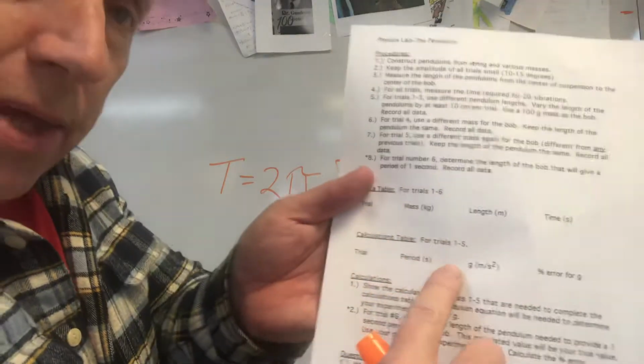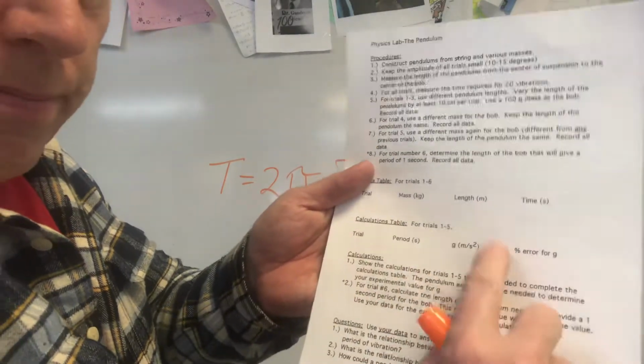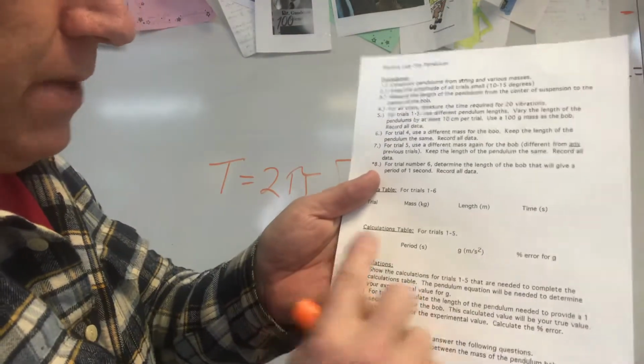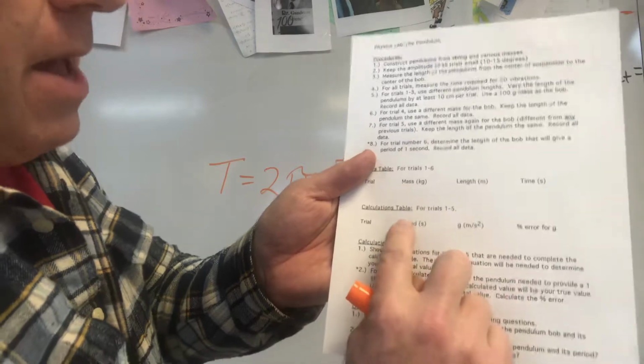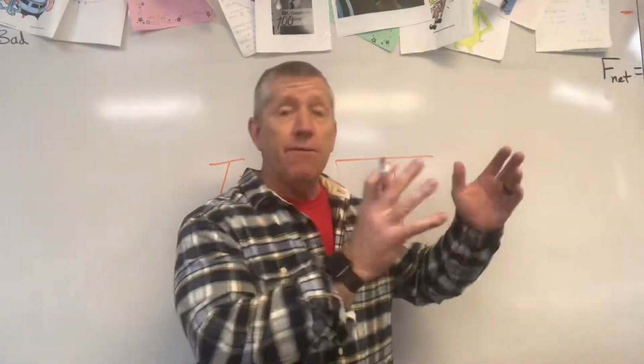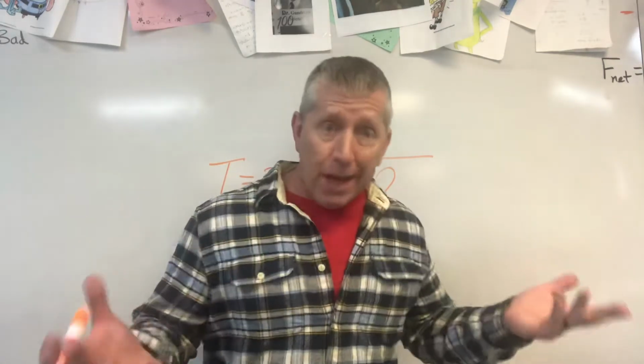So here's a calculation table. I want you to fill in this table. Fill it in. Do it. Show your calculations of how you get these for trials 1, 2, 3, 4, 5, 6. Time period. Time period is the amount of time to go back and forth once. Now, we did it 20 times. So, how do I get time period?